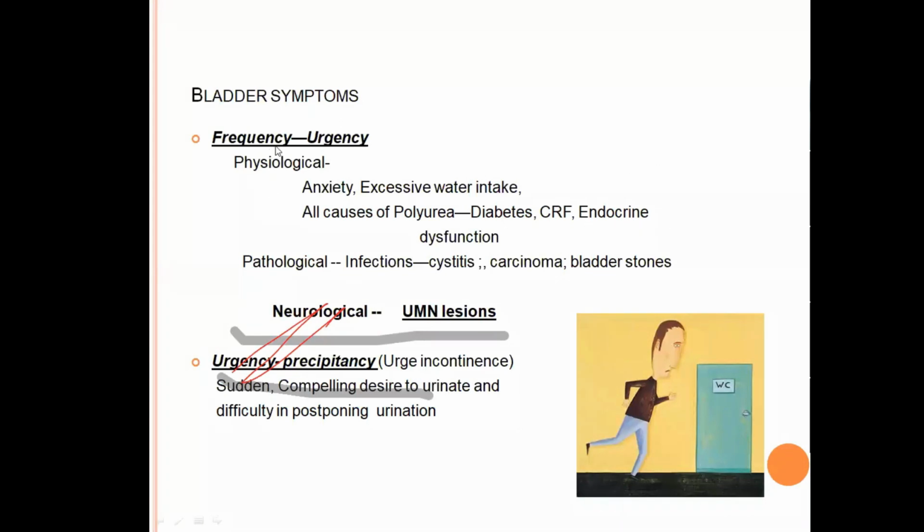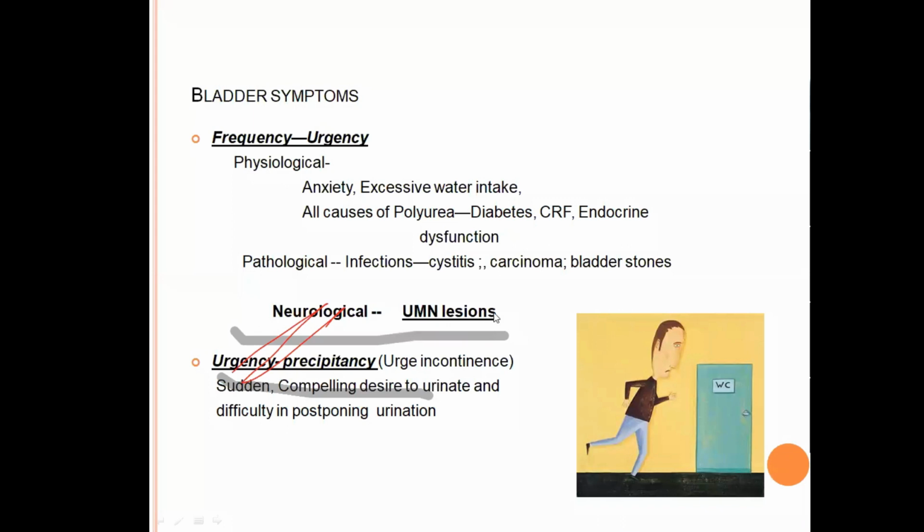Pathologically also there can be frequency and urgency, either a stone in the bladder or cystitis or even a carcinoma in the bladder can cause irritation of the bladder, which causes frequent contractions. So there is frequency and urgency. Then we come to the neurological causes of frequency and urgency.